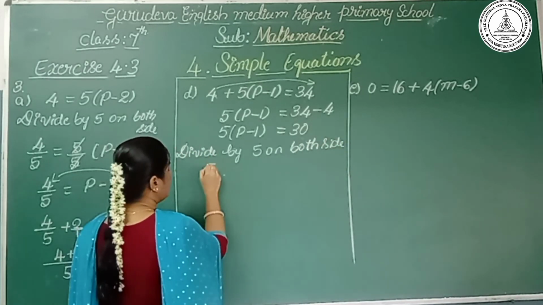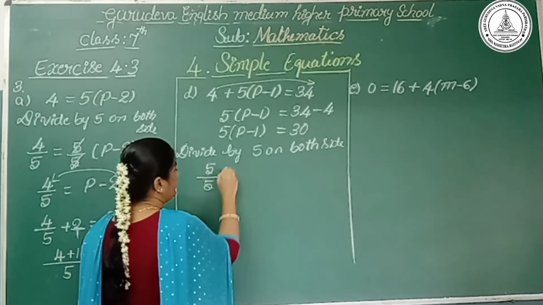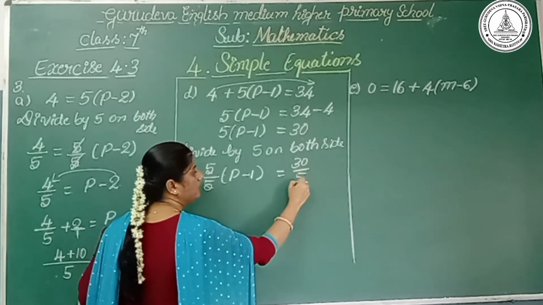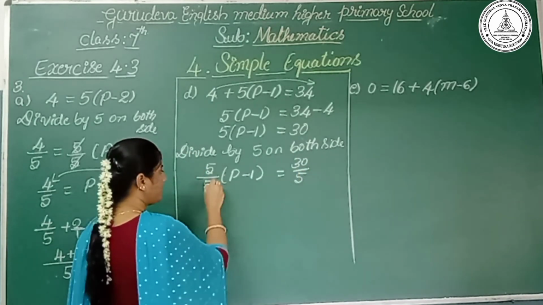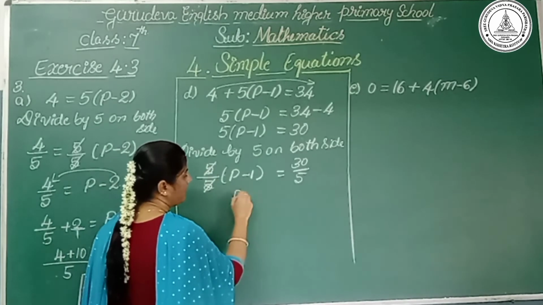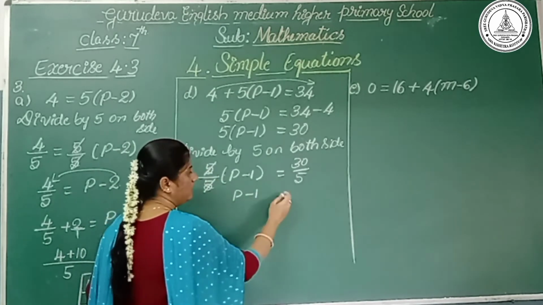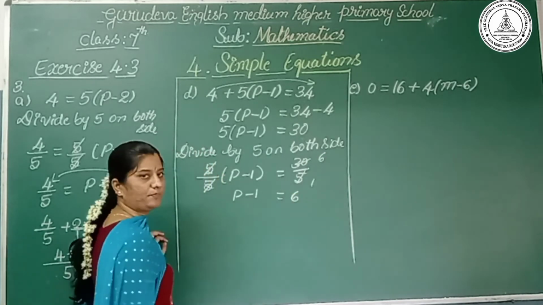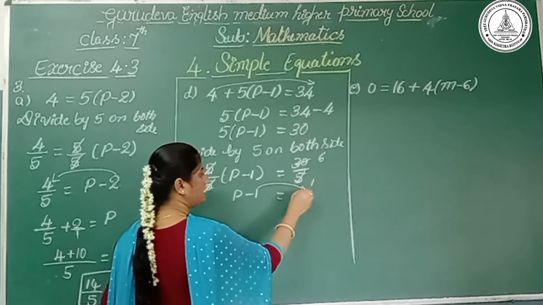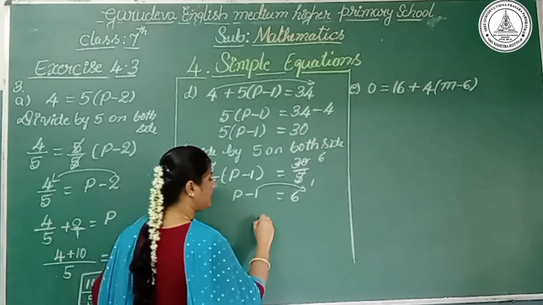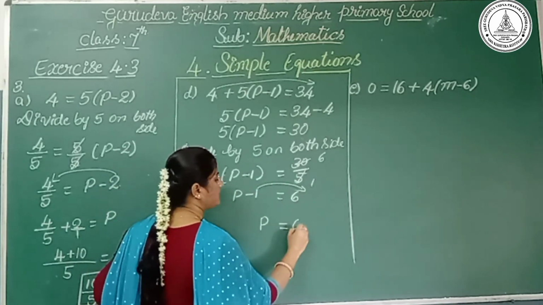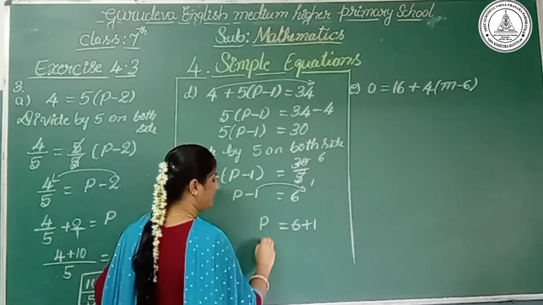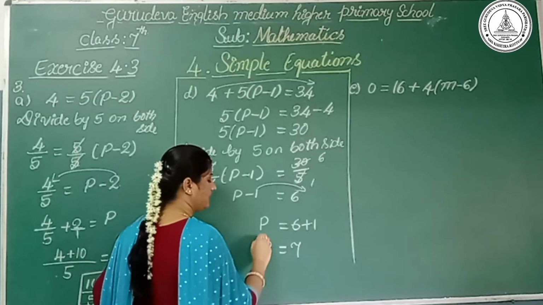Okay, then we will get 5 by 5 into p minus 1, which is equal to 30 divided by 5. Now we cancel here: 5 ones are 5, 5 ones are p minus 1, which is equal to 5 sixes are 6, so we will get 6. Now transpose 1 to the right hand side. Then we will get, in the LHS, p is equal to 6, and minus 1 comes to the right hand side and becomes plus 1. Therefore p is equal to 7.